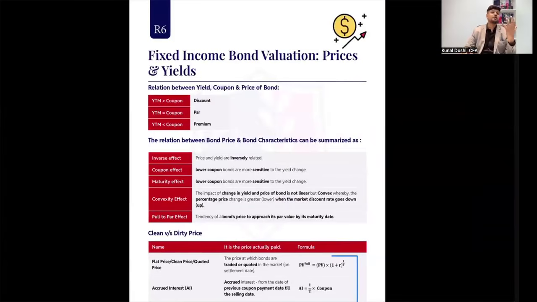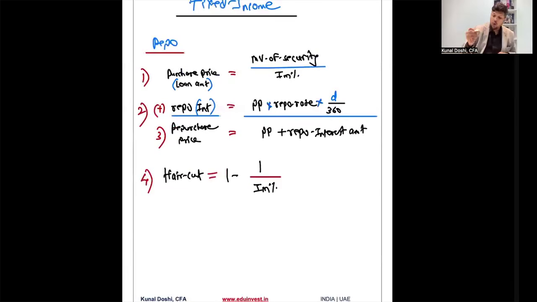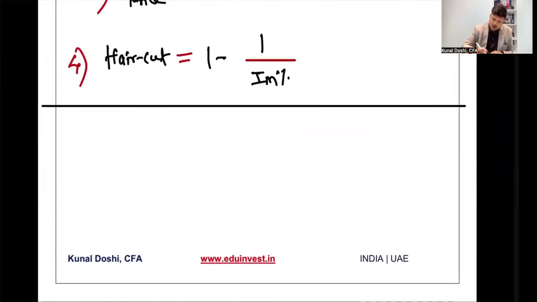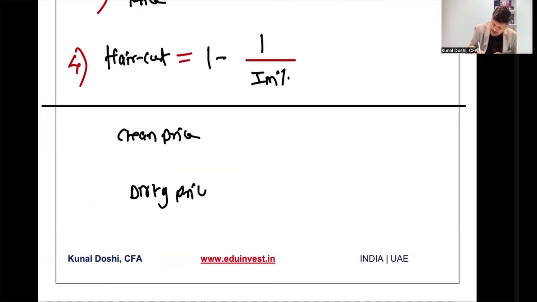All good, everyone? Then directly all the formulas start from price and yield. When I did the revision, I covered in depth the inverse effect, coupon effect, maturity effect, convexity, and pull to par. Pull to par means a discount bond will reach par, and a premium bond will reach par. Not everything is justified by just the formula, but one formula that is very critical is the clean and dirty price. What is the clean price, the dirty price? In between both, you have something called accrued interest.